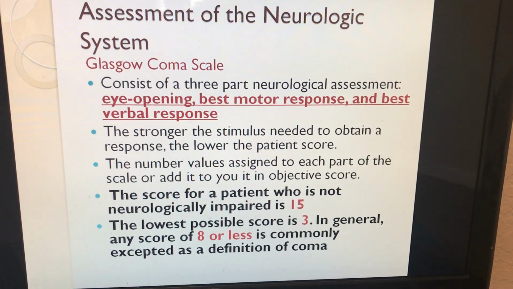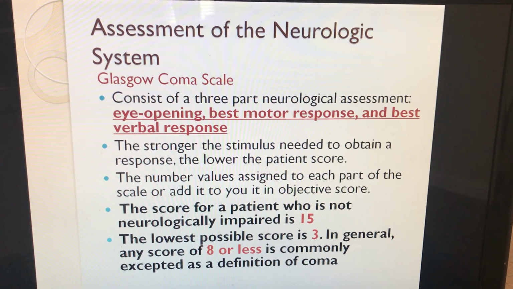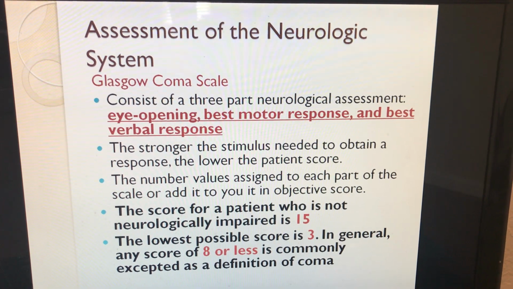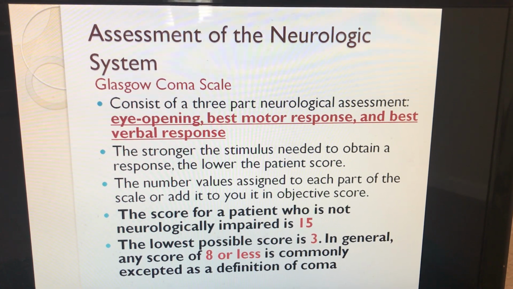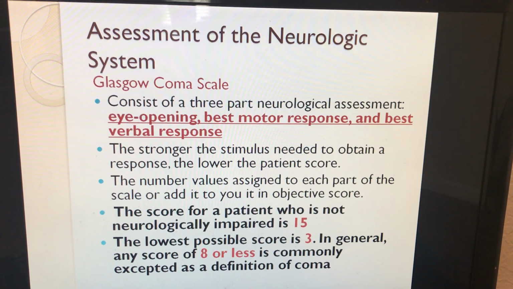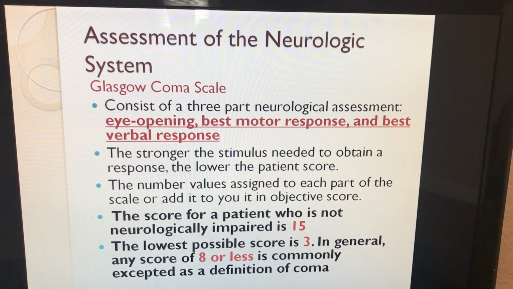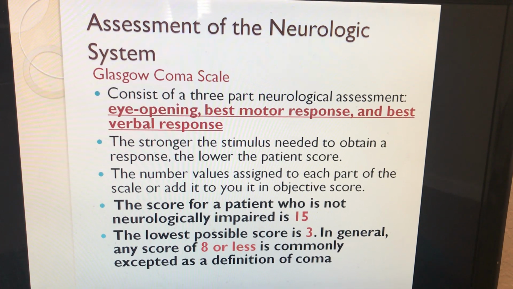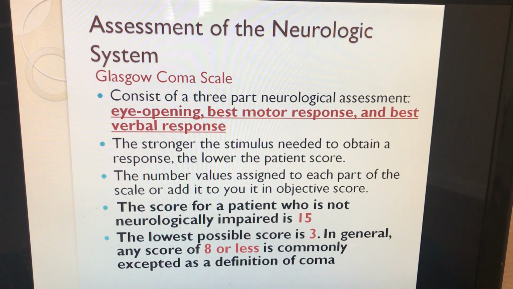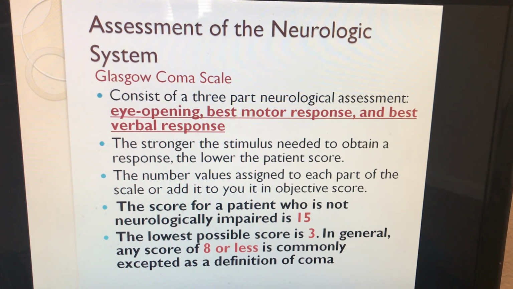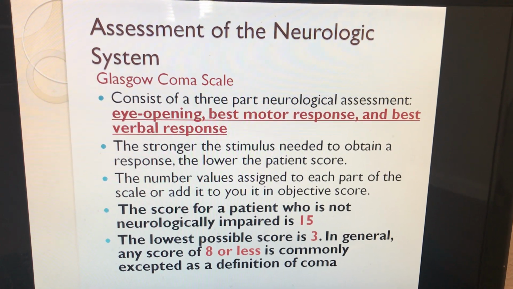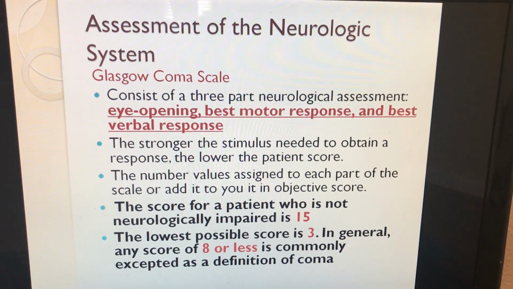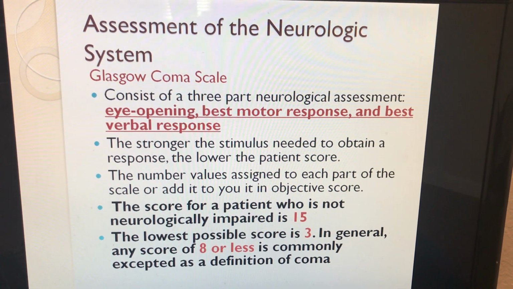To help us test the level of consciousness, you have the Glasgow Coma Scale, and this scale is going to assess eye-opening, best motor response, and best verbal response. So again, it's assessing the eye, the motor, and the verbal response. The stronger the stimulus needed to obtain a response, the lower the patient's score. The number values assigned to each part of the scale are added to give you the objective score.